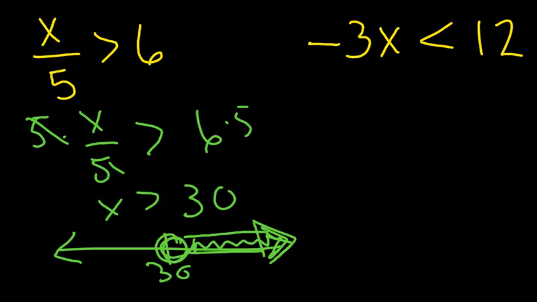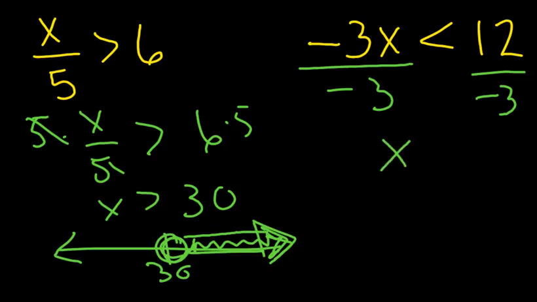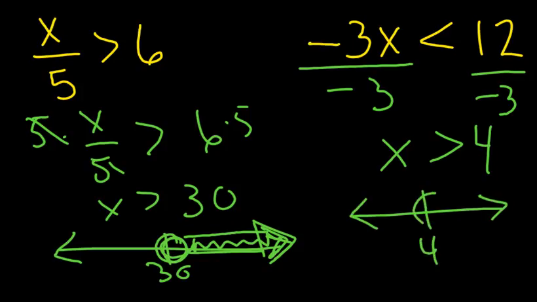Okay, the other one, divide by negative 3. Divide by negative 3, the sign flips. X is greater than 4. Do your graph. Put 4 there. Plain sign, so empty circle, going this direction. Okay, not hard. Really not hard.